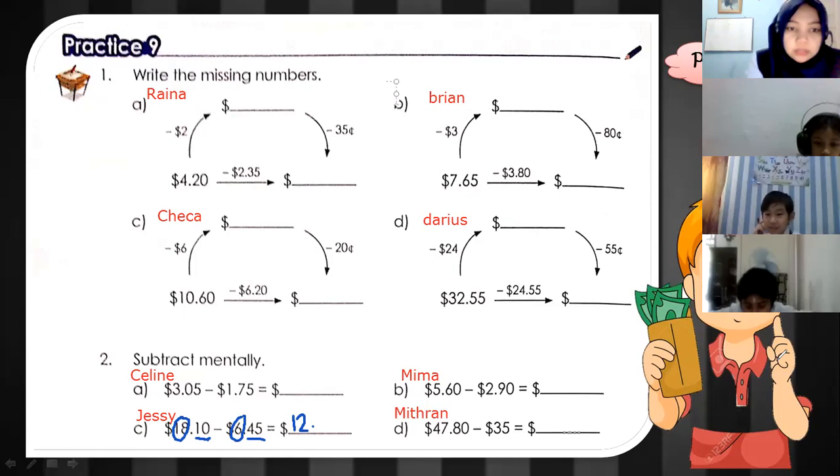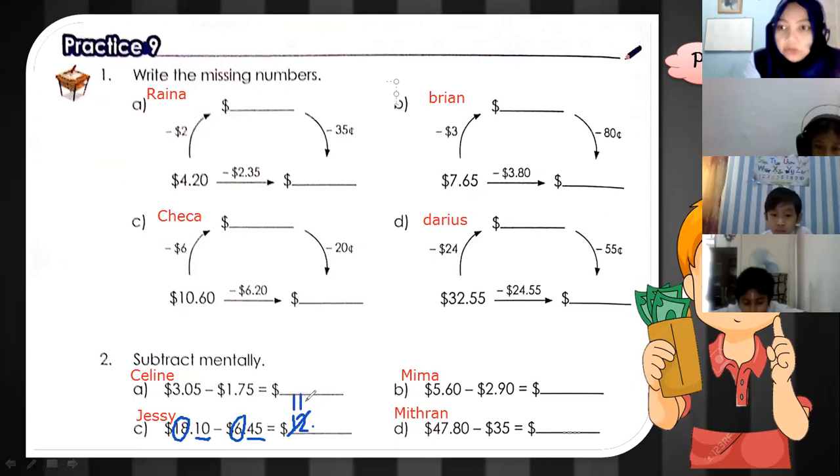Okay, Jesse, look at this. Minus the dollars with dollars. 18 minus 6 equals to? 12. Nah, sampai situ ngerti ya? Oke. Nah, kalau sudah dapat dollar-nya, you pay attention on the cent. 10 cent with 45 cent, you cannot minus them because 10 is smaller than 45, right? So how can you minus the 10 with 45? You must borrow from the dollars. Jadi dollar yang udah kamu dapat tadi kan 12 nih. Kamu pinjam 1. 12 diambil 1 berapa? 11. Okay, you write 11.